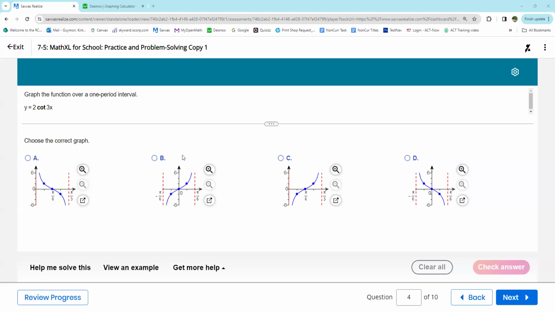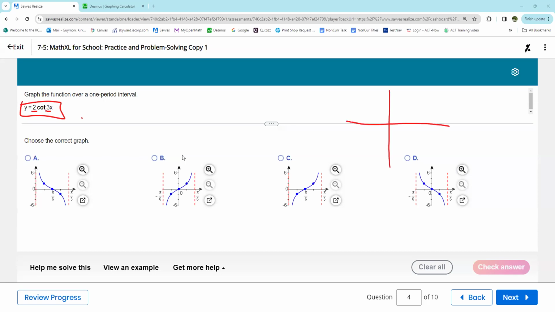Hey everybody, Status Algebra 2 Trigonometry, Lesson 7-5, fourth problem I've asked you to work on in this lesson. We have a cotangent, we're supposed to graph it. And we've got a vertical stretch of 2, and then our frequency, we've got to do 3 cycles of the graph in our normal period.